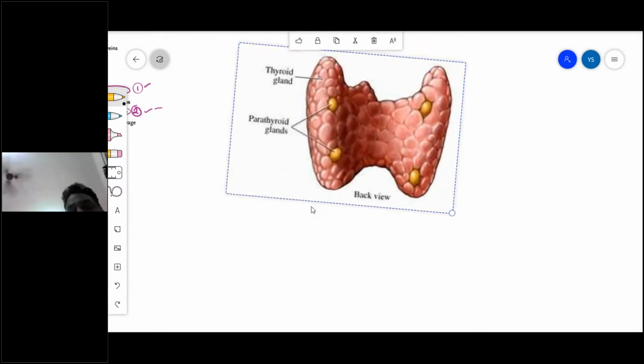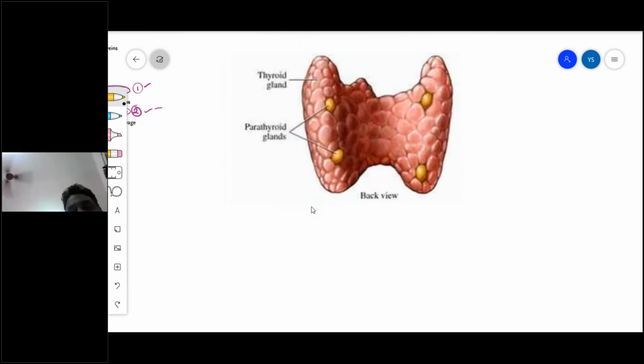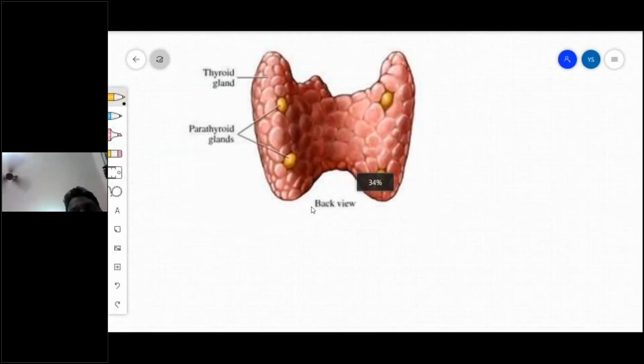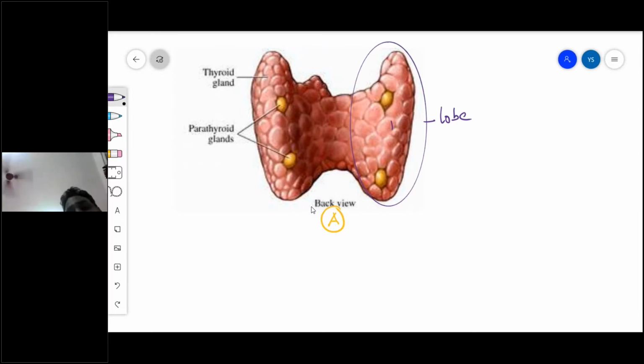So you see this picture. Is it visible? For example, this is picture A. In this picture, we can see the parts of the thyroid gland. This is the one lobe, pyramidal shape. This is the second lobe, another side. Both are connected by this part, blue color one. I am labeling isthmus, horizontally connected by isthmus.